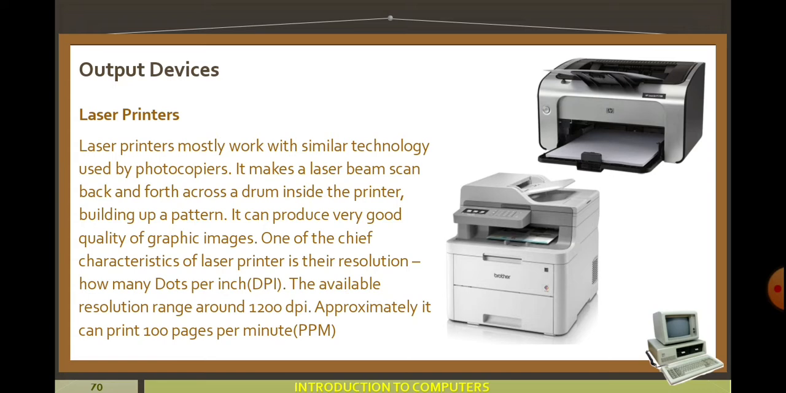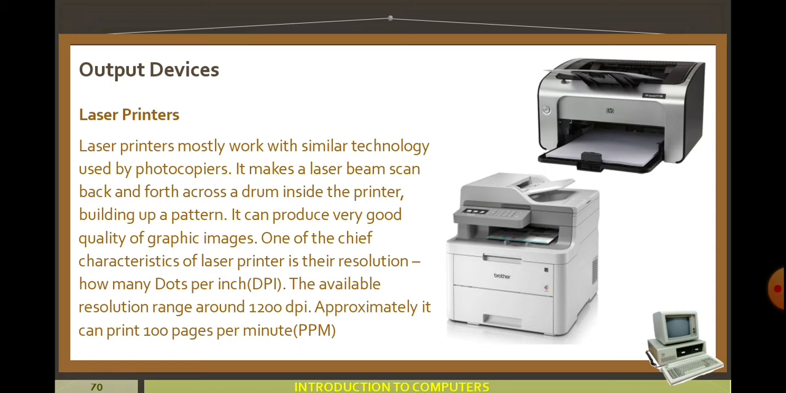Now you can see the laser printer. Laser printers mostly work with similar technology used by photocopiers, that is, the Xerox machine. It makes a laser beam scan back and forth across a drum inside the printer, building up a pattern. It can produce very good quality graphic images. One of the chief characteristics of laser printers is their resolution, how many dots per inch. The available resolution is around 1200 dpi, and approximately it can print 100 pages per minute.